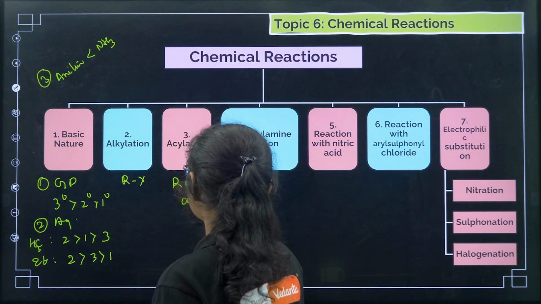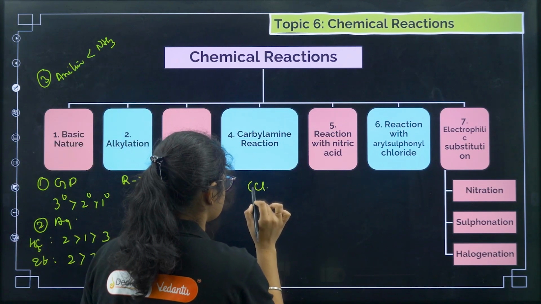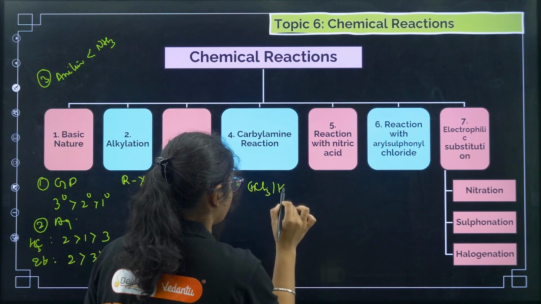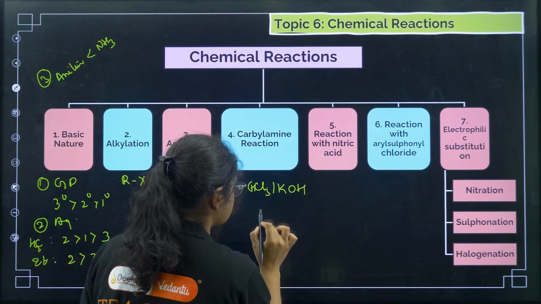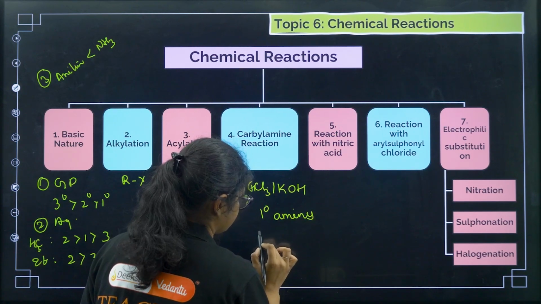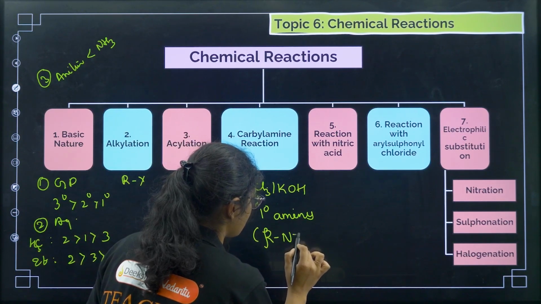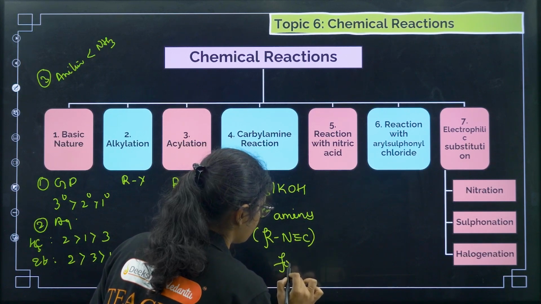Next, with carbylamine test, what is the reagent? CHCl3 in presence of KOH. This is given by only primary amines, used as a test. And what is formed here? Isocyanide is formed, which has a foul smell.